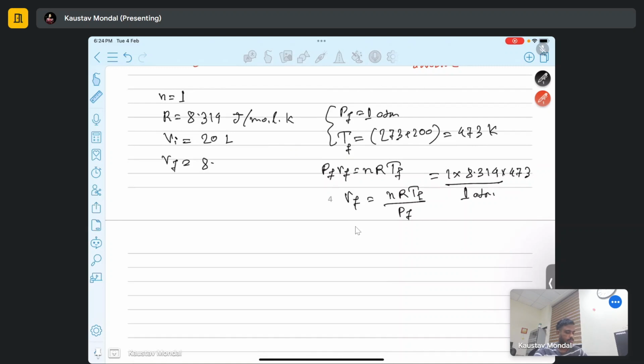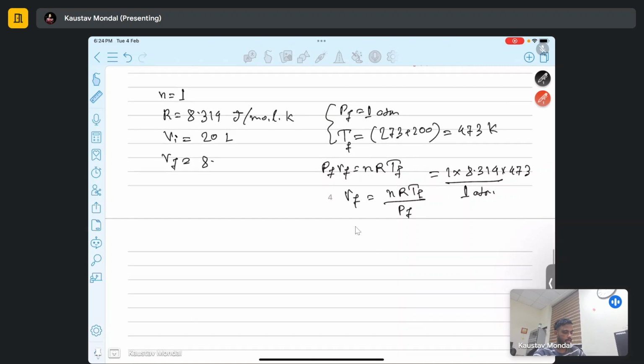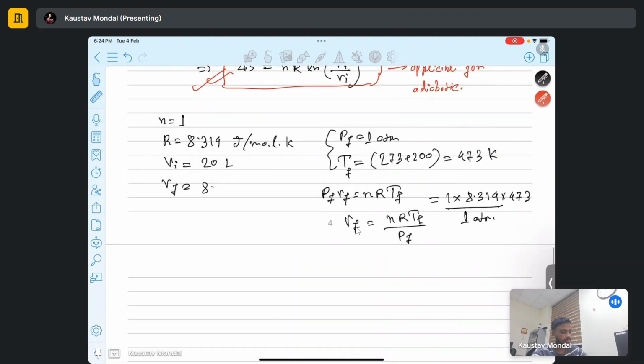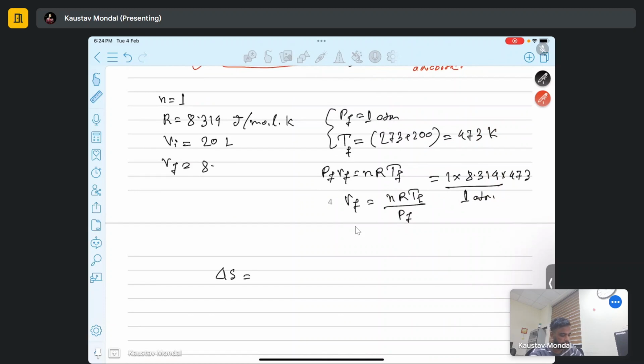So that's it. Okay, fine. Now we'll calculate the volume. Okay, we have calculated the volume. Now we'll substitute all of this into this formula. So delta S will be, n is 1, R you already know, that is 8.314 into log of, if you substitute this, 8.314 into 473 by 20, right? Now let me calculate the value of 8.314 into 473 divided by 20. Okay.